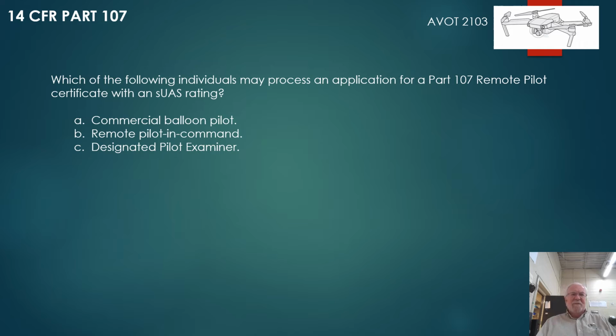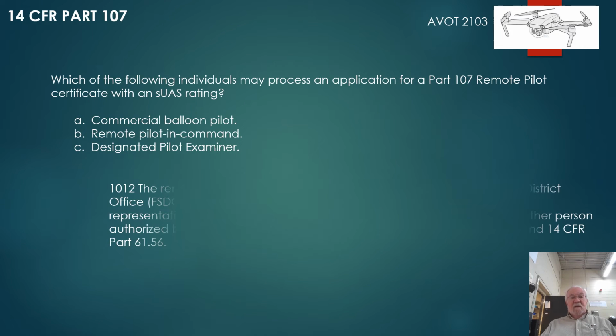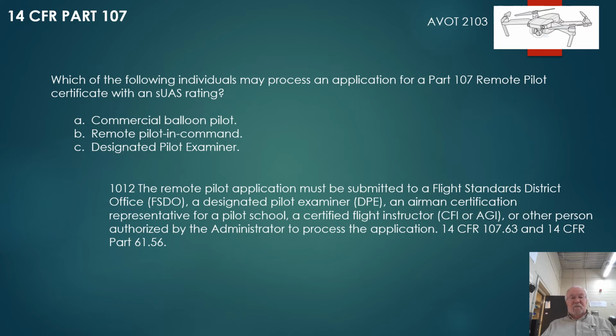Okay, now to this slide. Which of the following individuals may process an application for a Part 107 remote pilot certificate with a UAS rating? Well, here's the answer right there. The application must be submitted to a flight standards district office, or a designated pilot examiner, or an airman certification representative for a pilot school, or a certified flight instructor, which would be CFI, or another person authorized by the administrator to process the application.